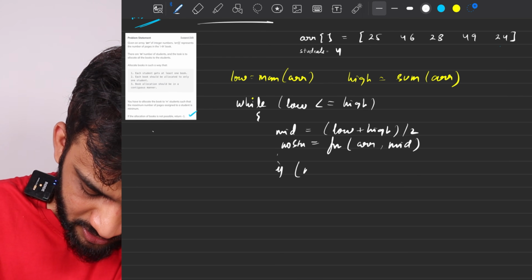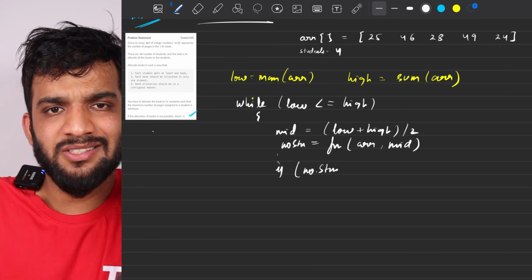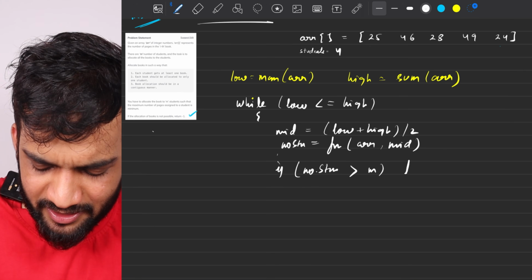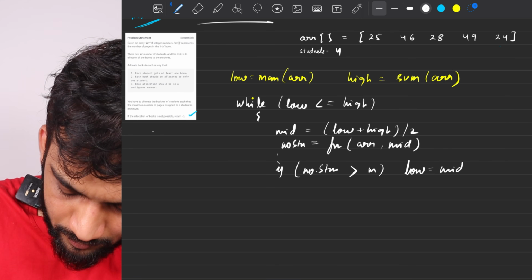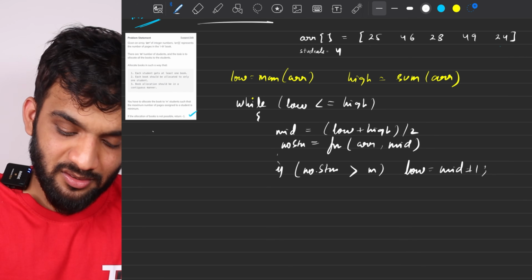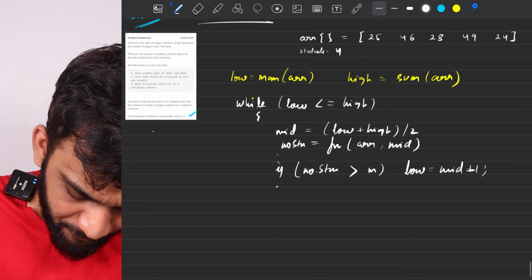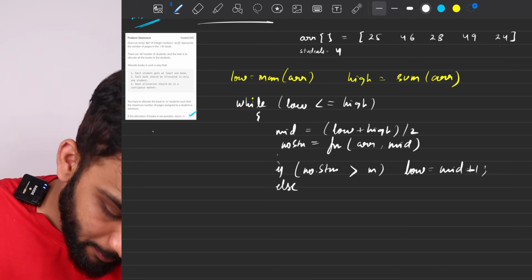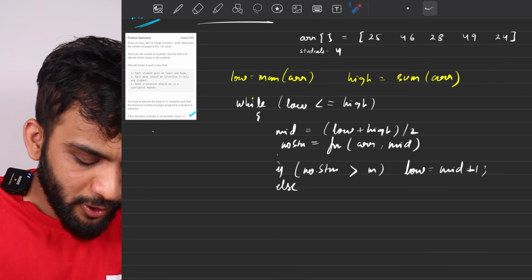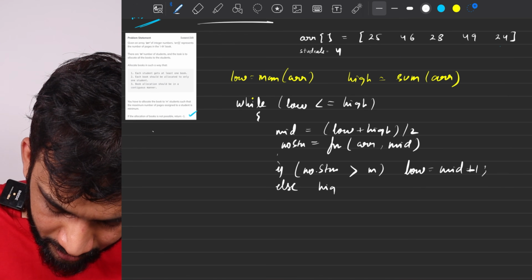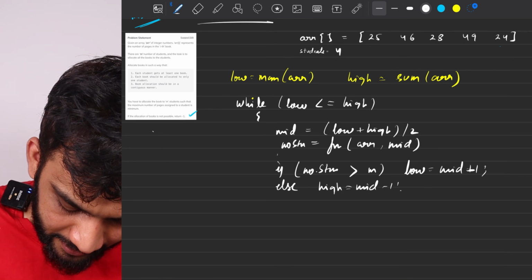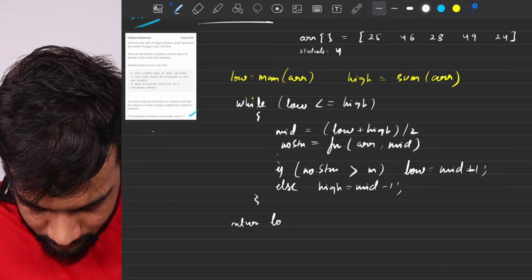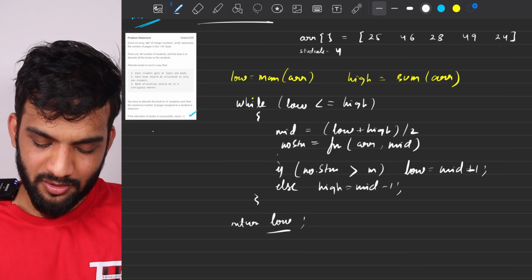And then I say, hey, listen, if the number of students is more than what I've been given, I'll eliminate the left half because this is not possible. Or else, if it is less or equal to, I'll look for the minimum. And if I'm looking for the minimum, I'll eliminate the right half. Done. And at the end of the day, what will be your answer? Your answer will be yes, low. No need to store anything different. Low will be your answer.